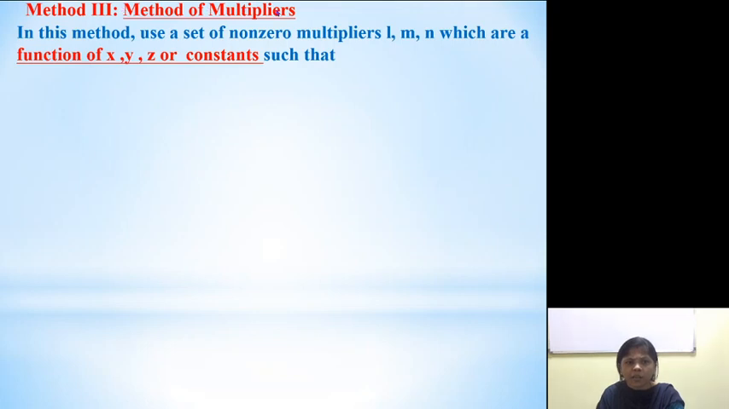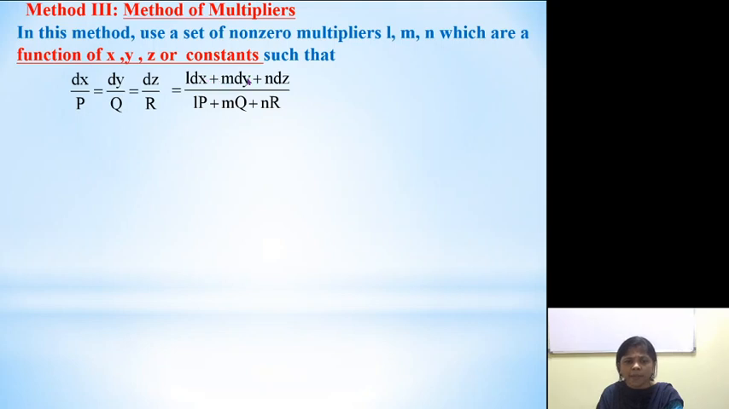So what is the method of multiplier? In this we select a set of non-zero multipliers, say I denote them by l, m, n, which are functions of x, y, z or maybe constants, such that each fraction of Lagrange's equation is equal to l dx plus m dy plus n dz upon lP plus mQ plus nR. Here I am using the property of fractions, ratio and proportion.